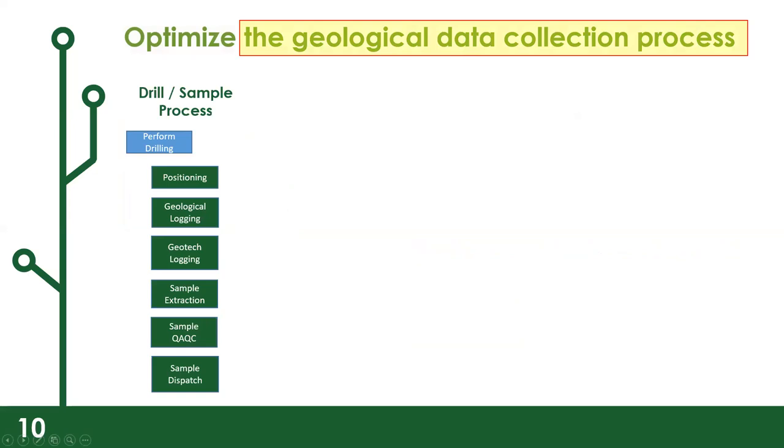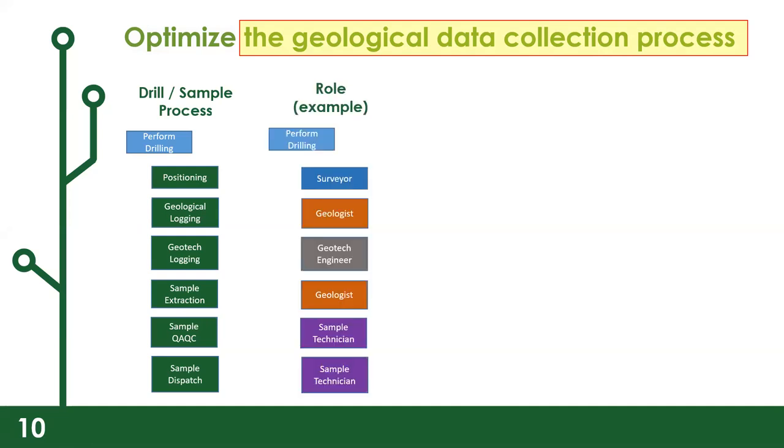So with this little flow diagram here, most geologists should be able to give you something that looks like that. If you're doing drilling, you'll start off by positioning the rig. You'll do your geological logging, your geotech logging, extract the samples, do your sample QAQC, which basically puts in standards and blanks, and then you'll send your sample off to a lab. The one thing they're not as good at doing is telling you who's the person in charge of this. The surveyor should be the person doing the positioning for you and giving you data that you can put in a database.